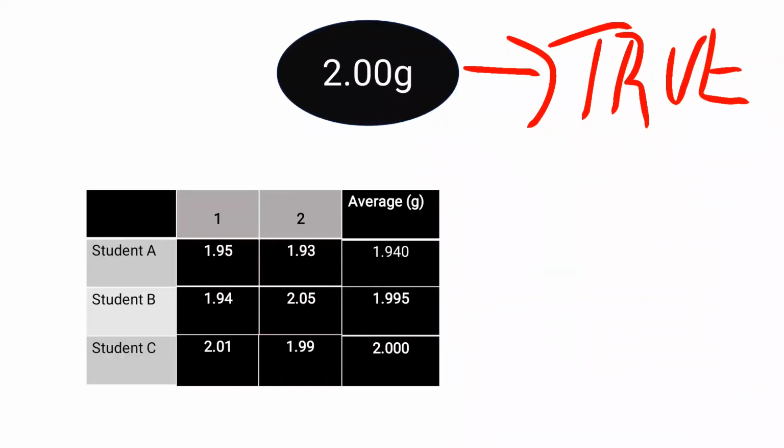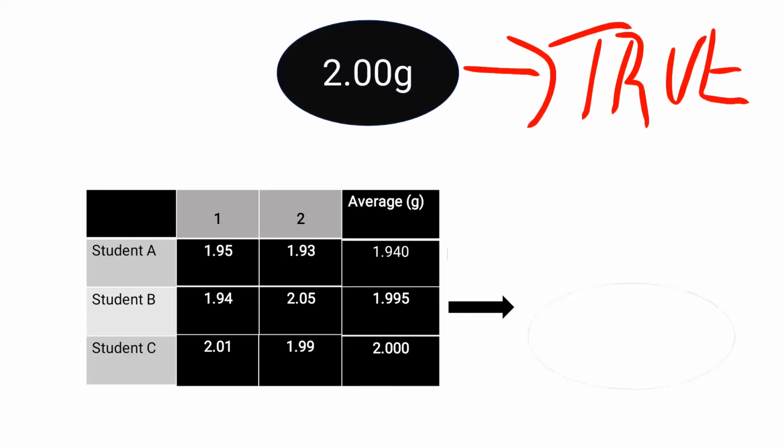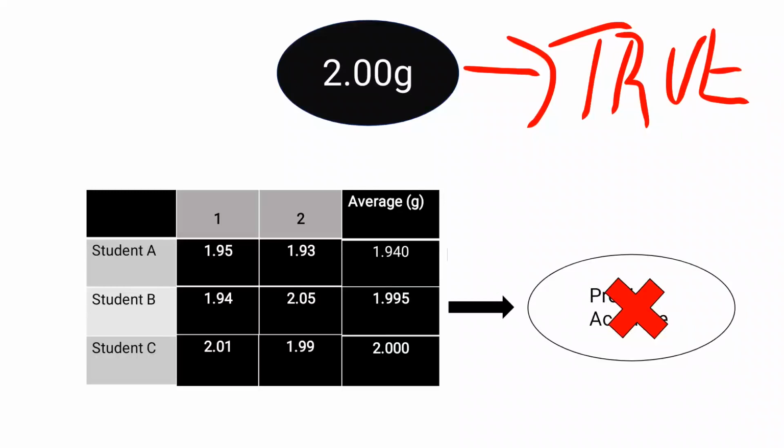We can conclude that student A values are said to be precise, but they are not accurate. Is it clear? They are only precise. Whereas student B values are said to be neither precise nor accurate. Values are not close to each other, and at the same time the average value is not matching with the true value.